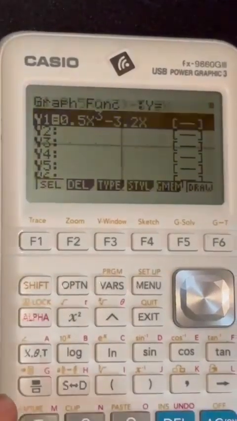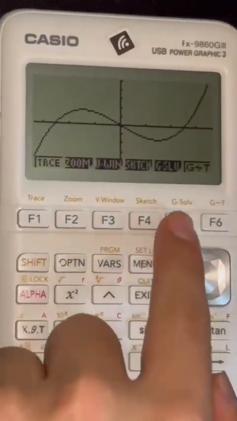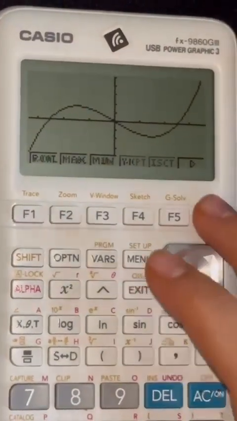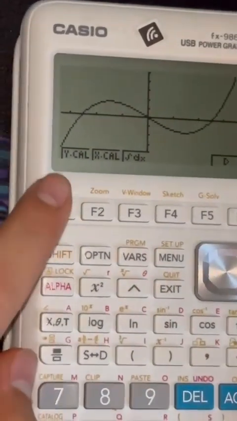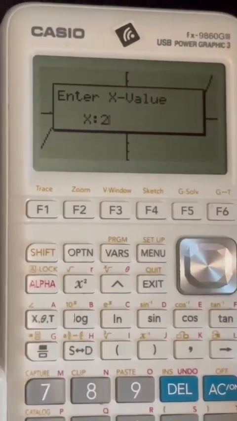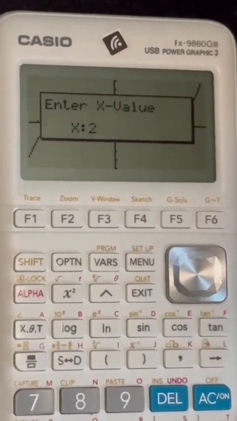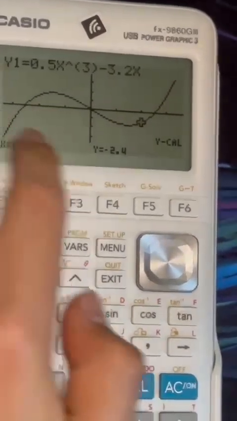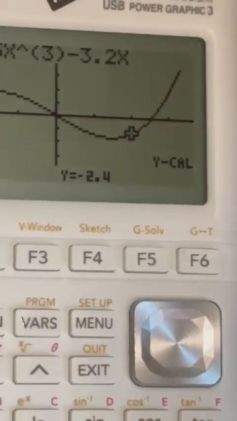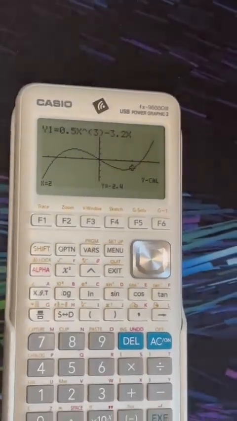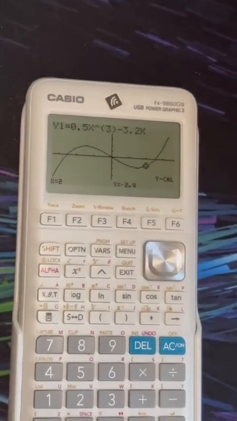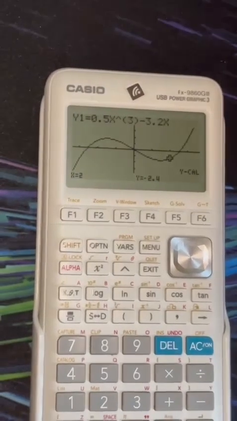We go back to the number 5, that is the graph, and we select shift option F5 to the GSolve. With this, we will see that we have our first function. We go back to shift F5 and we put the value of x, that is 2. With this, we also select x, and we can find that x is equal to 2 and y is equal to minus 2.4. With this, we can see the maximum and the minimum of the inflection point.